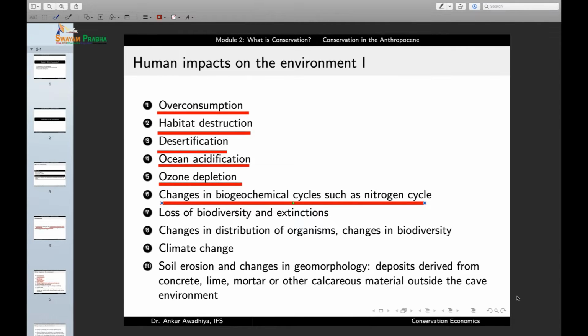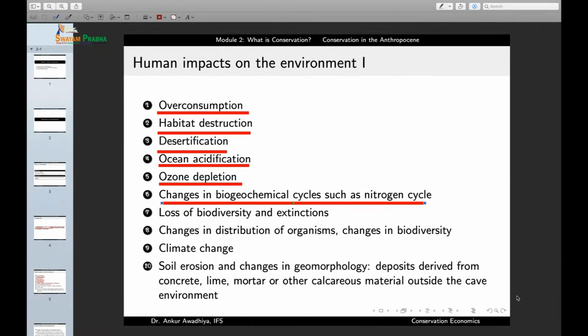So changes in the biogeochemical cycle, such as the nitrogen cycle, through the use of mostly fertilizers, is also a major human impact that was not present before the Anthropocene. Because earlier we did not have these chemical processes like the Haber process or Ostwald process, and so the nitrogen that was brought to the earth was brought in a very small quantity as compared to what we are putting into our soil and into our water bodies in the Anthropogenic age.